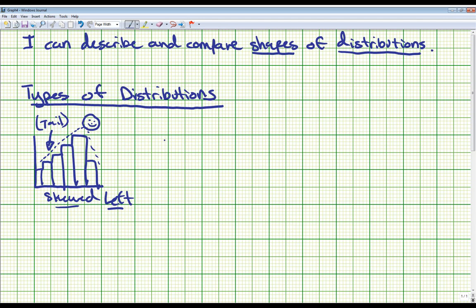So the next graph, I'm just cracking myself up over here.